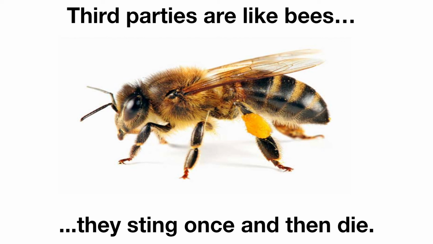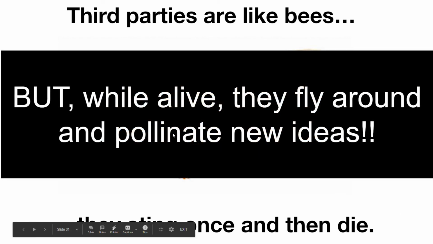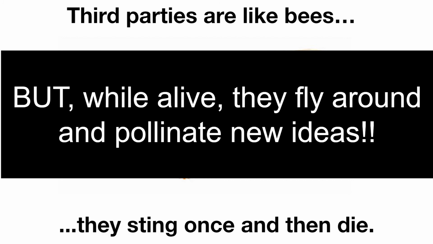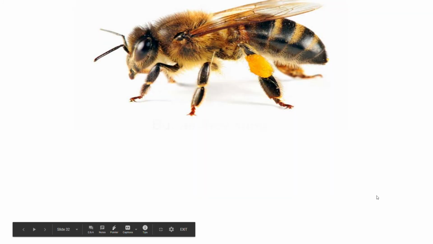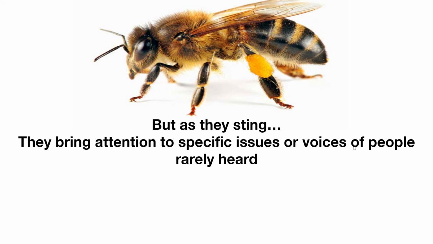So they have to start talking to Green Party members and saying, okay, what do you care about? Oh, you care about the environment, you care about peace and whatever else is in the Green Party platform. Then they have to make those issues be a priority for their party too, right? So while they're alive, they fly around and they pollinate new ideas, right? They make the bigger parties cater to what they care about because they can't lose voters to them, all right? So as they sting, specific issues or voices of people rarely heard get brought to the forefront.